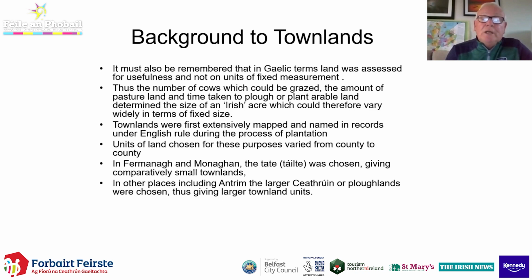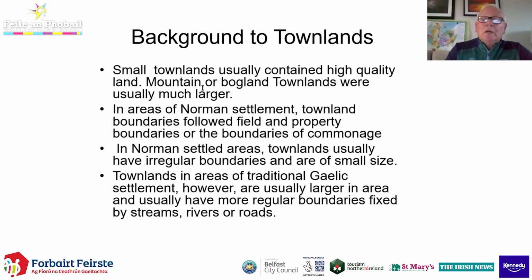And townlands are extensively mapped and named in the records under the English plantations, and then later in the aftermath of the 1798 rebellion. So in Fermanagh and Monaghan, for example, they chose the tait as the measure for a townland, and that gives you comparatively small townlands. In places like Antrim, the cathrún or the ploughland was chosen, and that gave you bigger townland units. Small townlands contain boggy area or mountain area.